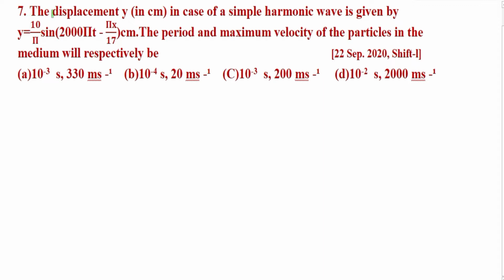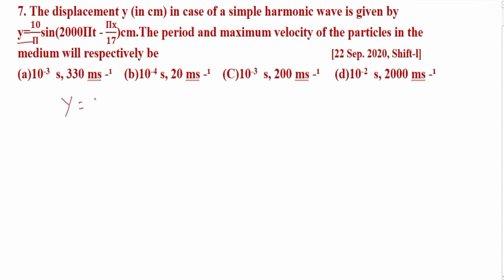Our seventh question is: the displacement y in the case of simple harmonic motion is given by y is equal to 10 by pi sine 2000 pi t minus pi by 17 x centimeters. The period and maximum velocity of the particle in the medium will respectively be. Okay. Now what did he say? He gave us the equation for displacement.